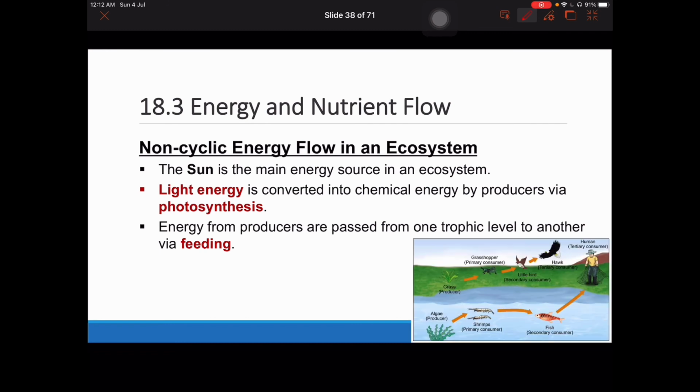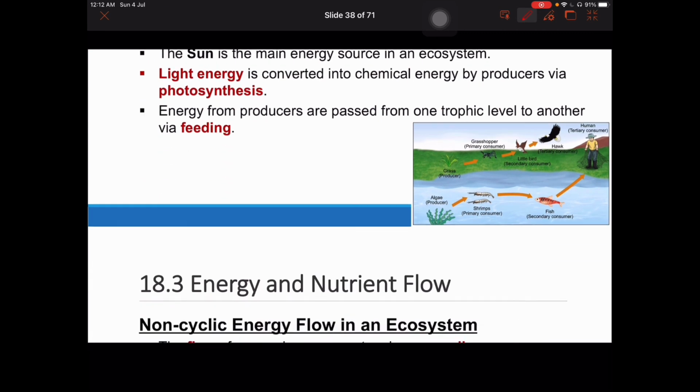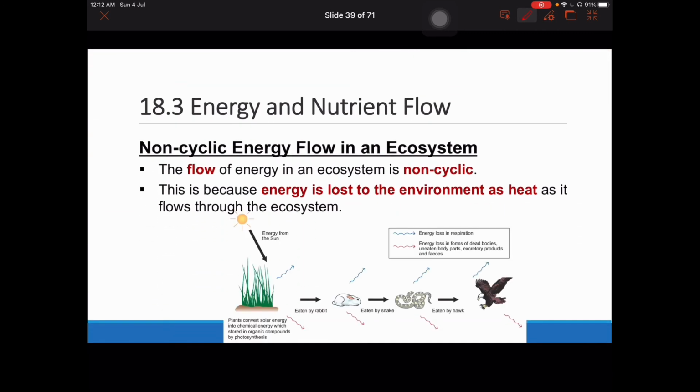Then energy is being passed down from one organism to another by the process of feeding. So what you see over here is that this flow of energy is actually not cyclical. That means the last organism at the very end of the food chain cannot possibly return the energy back to the sun. So there is no loop. It's not a full cycle in that sense, because energy will always be lost to the environment.